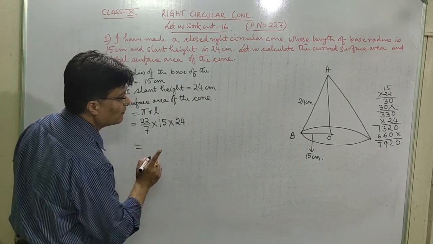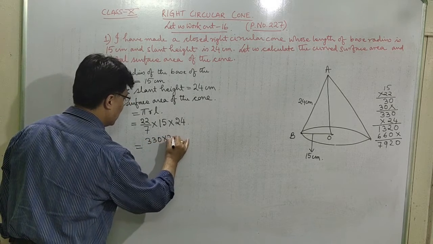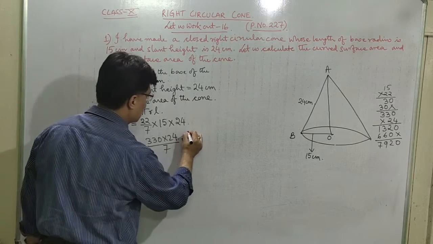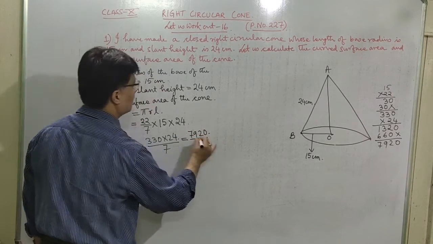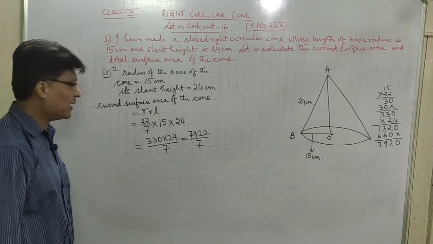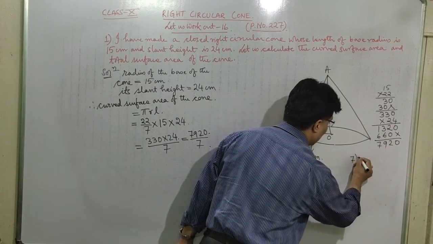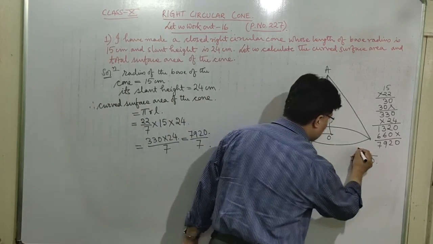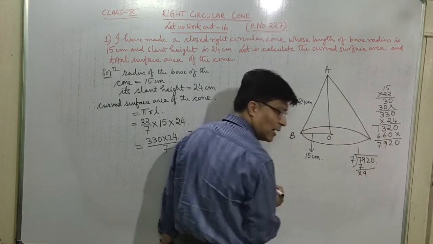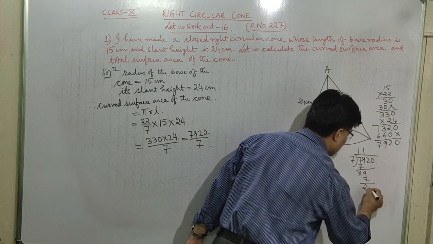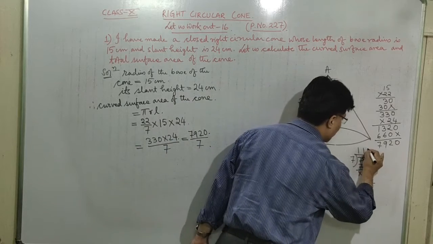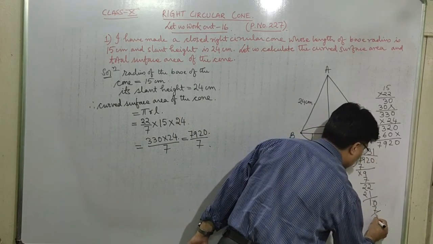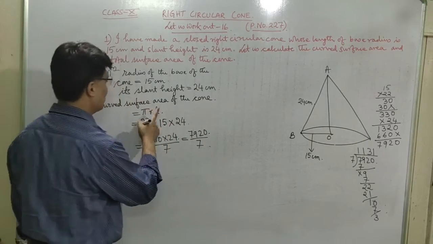So which is equal to, now what is 22 multiplied by 15? It is 330. 330 multiplied by 24 divided by 7 is equal to, again what is 330 multiplied by 24? It is 7920. 7920 divided by 7. So now let us divide 7920 by 7, and let us write it in terms of mixed fraction. 7 1s are 7, 9 minus 7 is 2, 22, 7 3s are 21, 1 remainder, 0, 10. 7 1s are 7. What is the remainder here? It is 3.